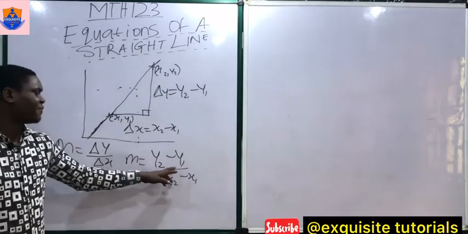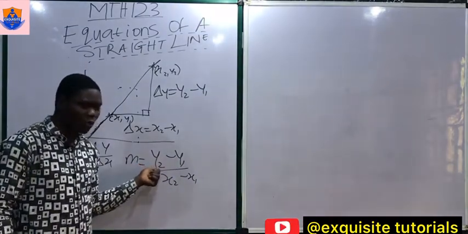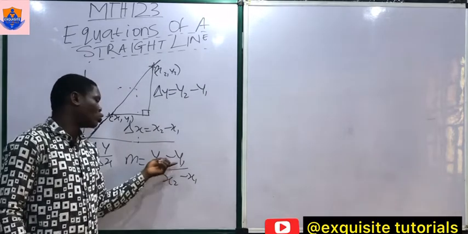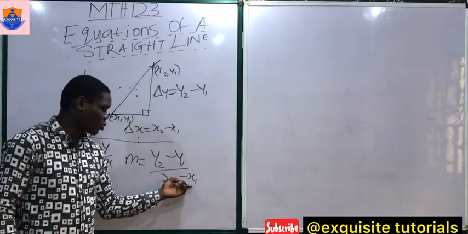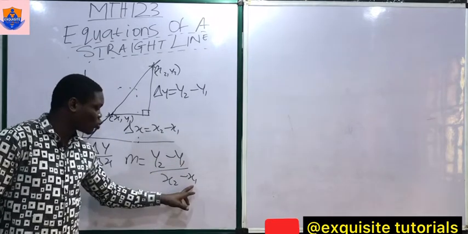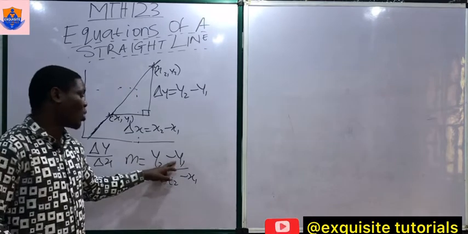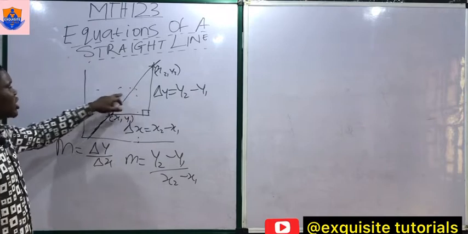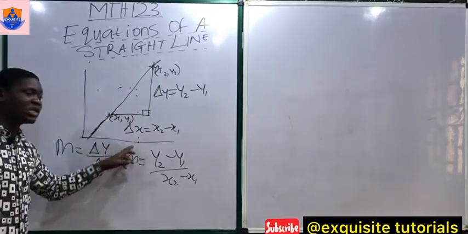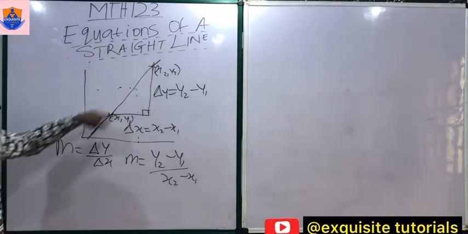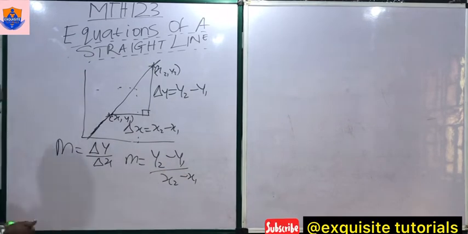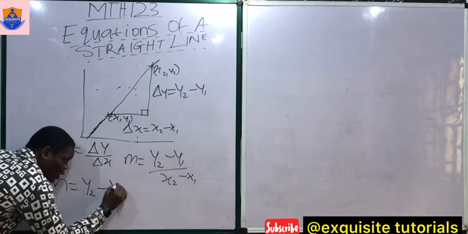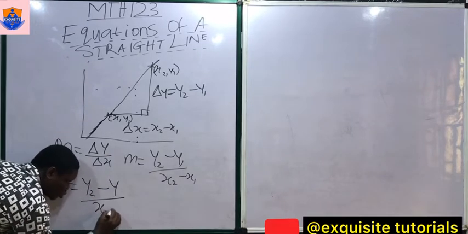Now, if I know the point x2, y2, but I do not know y1 and x1, I will let y1 and x1 be variables, because I know that for every x I choose, I must get a y, and for every y I choose, I must get an x, which will pass through this point. So this becomes the first equation of the straight line, which is y2 minus y all over x2 minus x.